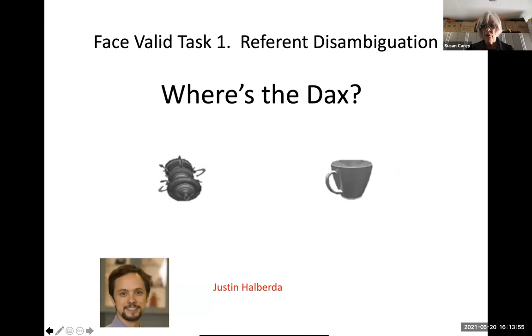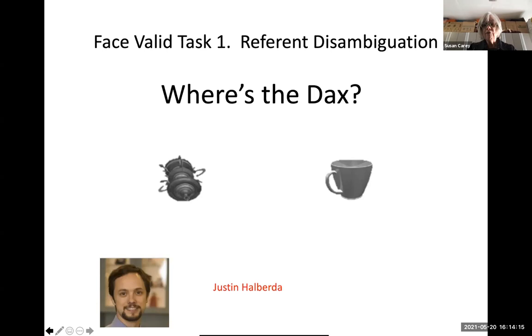DAX could either mean the cup or that other thing. It can't be the cup because the cup is named cup. I mean, the exclusion inference is either driven by a word learning constraint or a pragmatic constraint: if he'd meant cup, he would have said cup. Therefore, it must be that other thing.